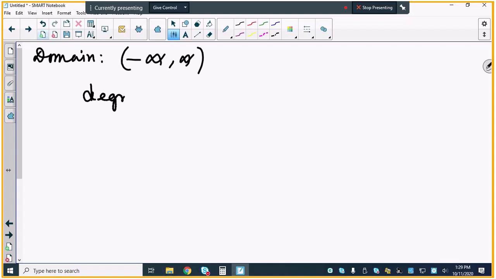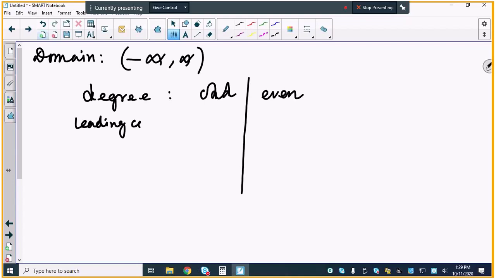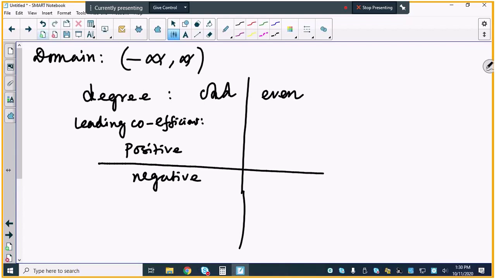I will say the 2 possibilities for the degree of the polynomial functions are either odd or even. And the 2 possibilities for the leading coefficient of a polynomial function, it is also twofold. And we will say these are either positive or negative. So let's see how we build up this table.